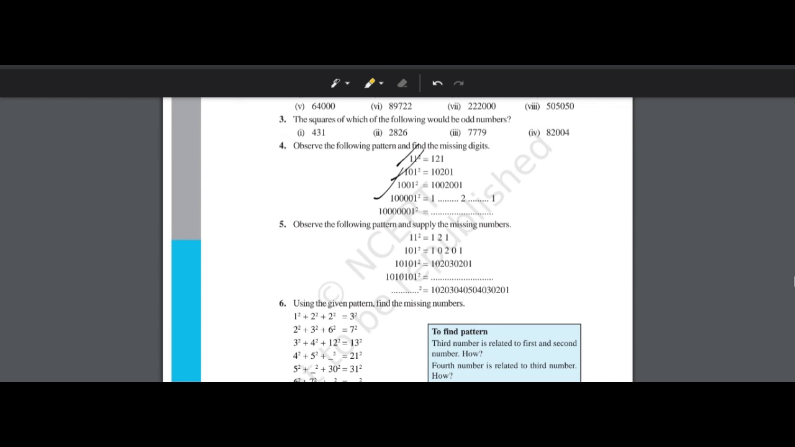Done? What do you think about question number 5? Observe the following pattern and supply the missing numbers. Now the pattern is changed. For 11 squared, this is 121. For 101 squared, this is 10201. For 10101 squared, this is 102030201. Understood? Now we have to find the square for 1010101. In question number 5, can you find the square of the fourth number? 1, 0, 2, 0, 3, 0.